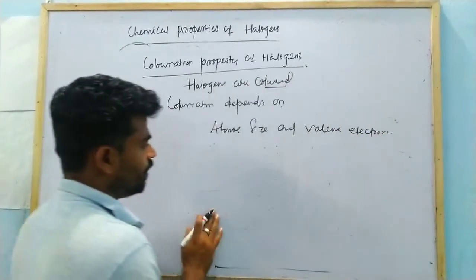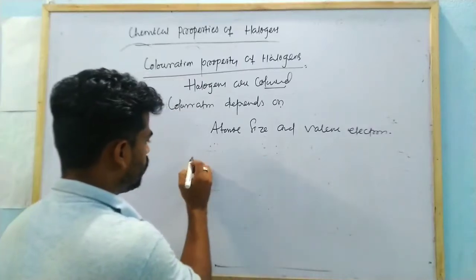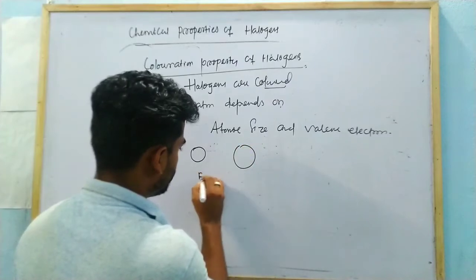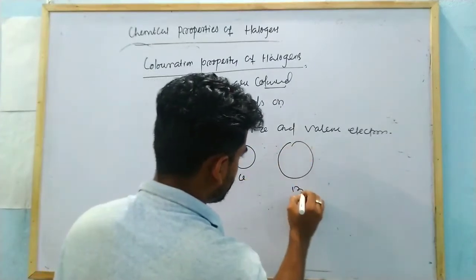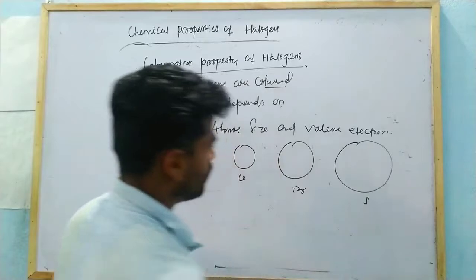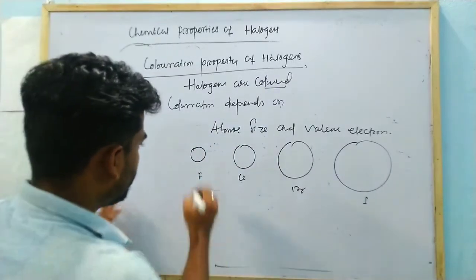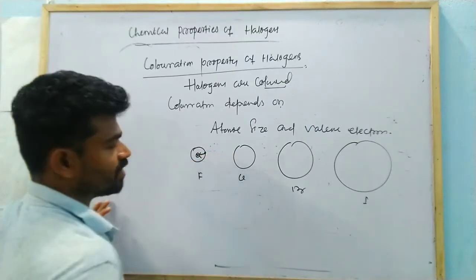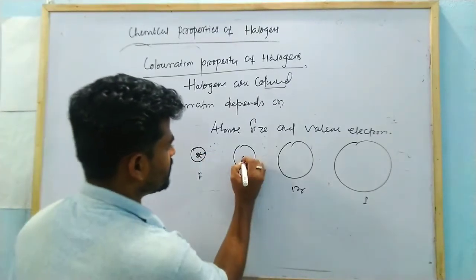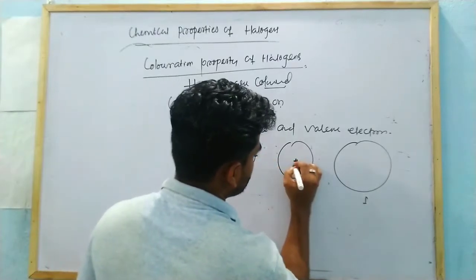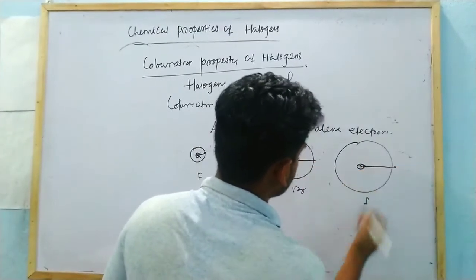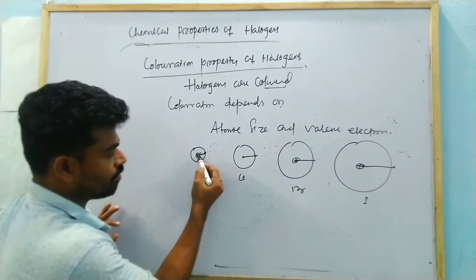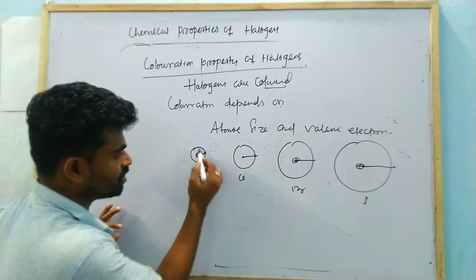You see, if you move from fluorine to bromine, let's say this one is fluorine, chlorine, bromine, and this one is, let's say, iodine. As the atomic size is less, the valence electrons are strongly attracted towards the nucleus, and this tendency decreases as the atomic size increases. So the valence electrons are tightly held by the nucleus in case of fluorine, due to its smallest size.